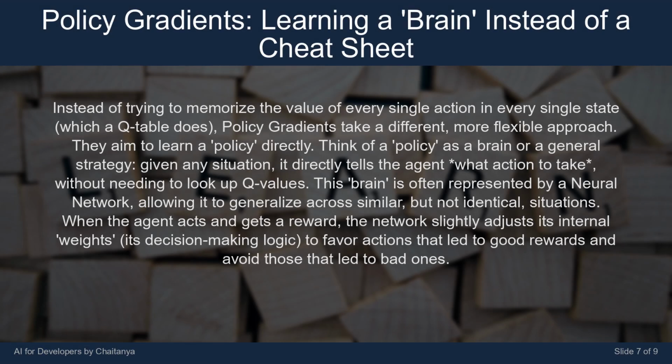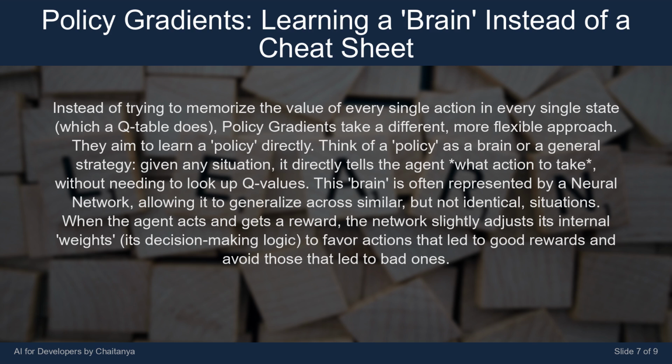Instead of trying to memorize the value of every single action in every single state, which a Q table does, policy gradients take a different, more flexible approach. They aim to learn a policy directly. Think of a policy as a brain or a general strategy. Given any situation, it directly tells the agent what action to take, without needing to look up Q values. This brain is often represented by a neural network, allowing it to generalize across similar, but not identical, situations.